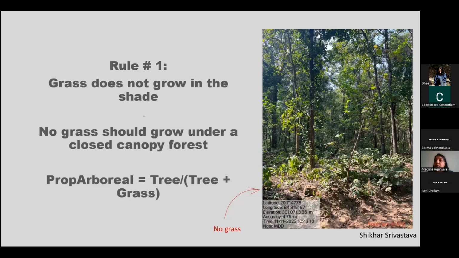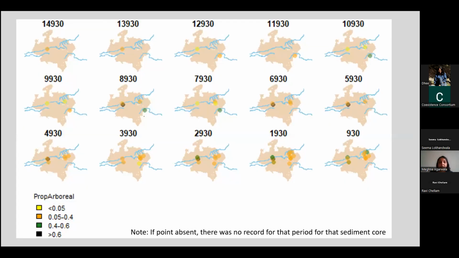If the number is low, it means tree cover is low and grass cover is high. So let's look at just some basic patterns. One thing to see here: the numbers are how many years ago it is. The top row is 15,000 years ago, 14,000 years ago, 13,000 years ago, etc., and it's going all the way to 1,000 years ago.